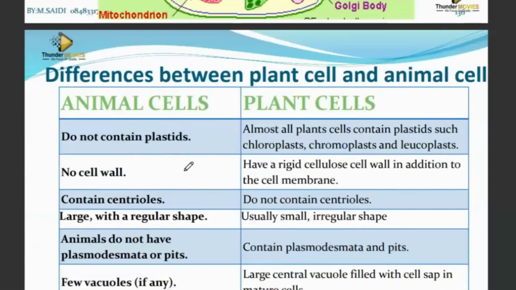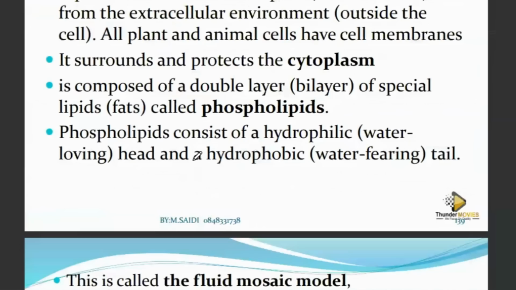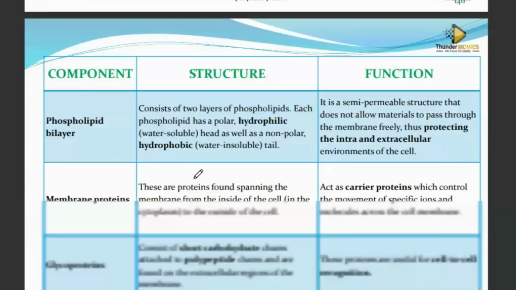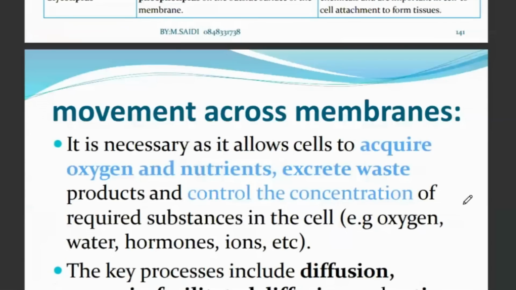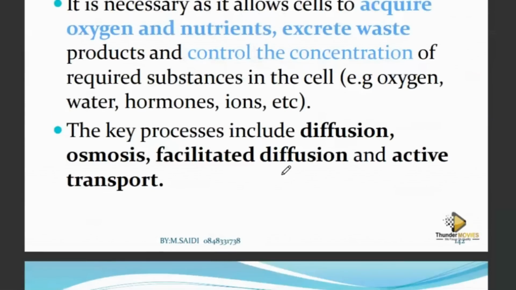So please, when it comes to the table, make sure that you tabulate nicely, and that you have at least three differences amongst them. Now we have three organelles you cannot miss. Cell membrane, yes, it's fine, but there are three organelles. Movements across the membranes, please also know them: diffusion, active transport, and then osmosis.